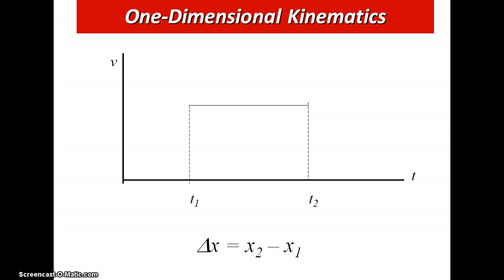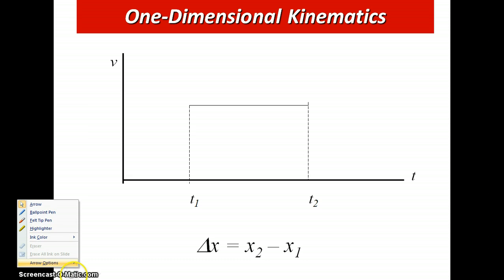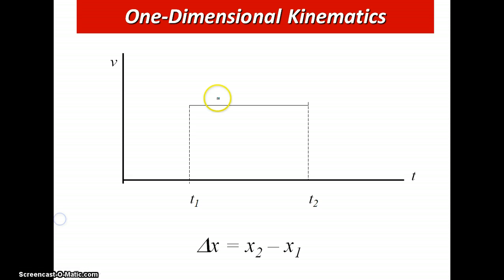To approach this topic, we're going to start with the simplest of all motions, motion with constant velocity. So here we're given a graph of velocity versus time, and it is a straight horizontal line between time intervals t1 and t2. If we want to find out how far something has traveled during that time interval, with constant velocity it's very simple.